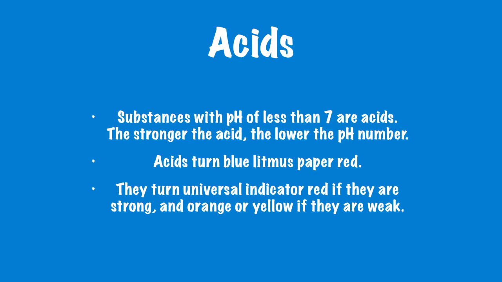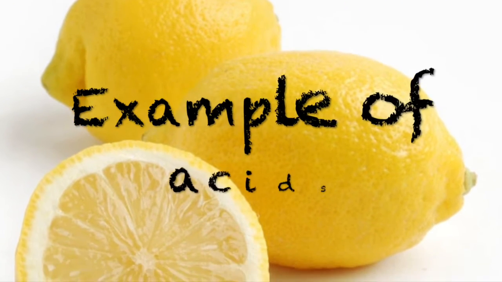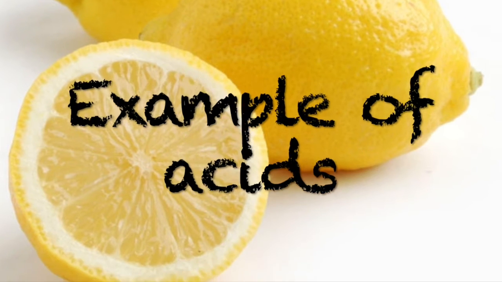Substances with pH of less than 7 are called acids. The stronger the acid, the lower the pH number. Acids turn blue litmus paper red. They turn universal indicator red if they're strong and orange or yellow if they are weak. Lemon is one of the examples of acids.